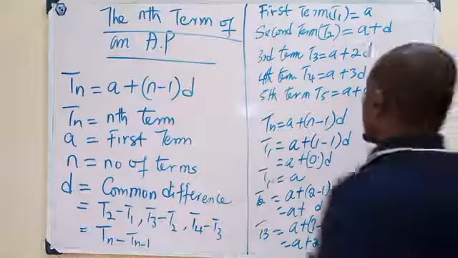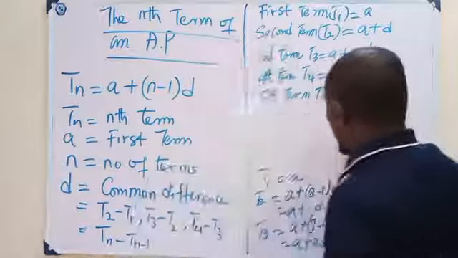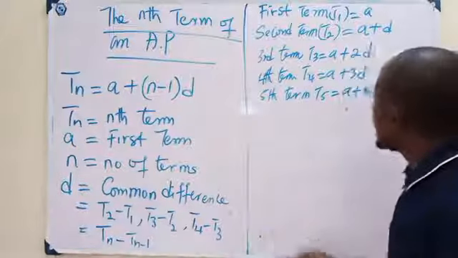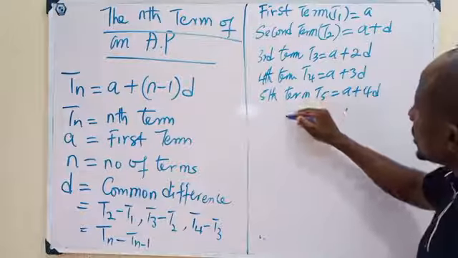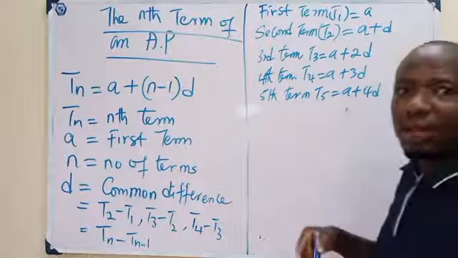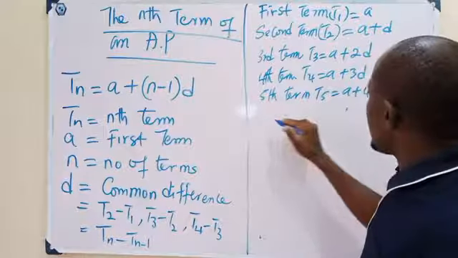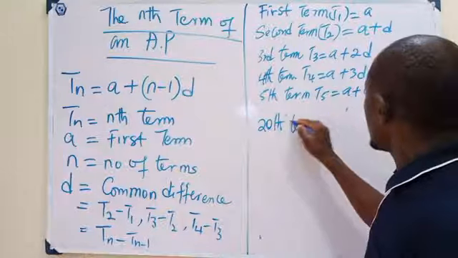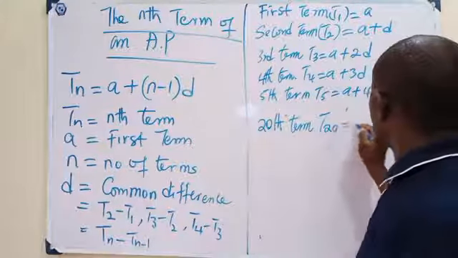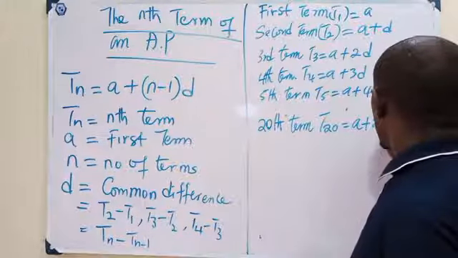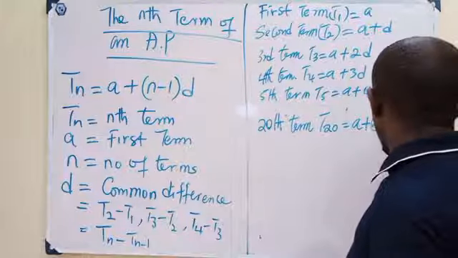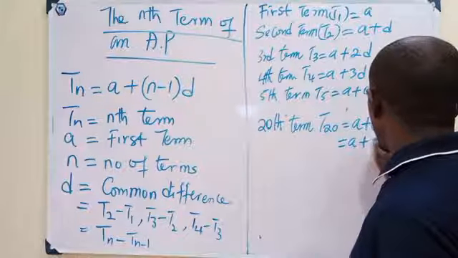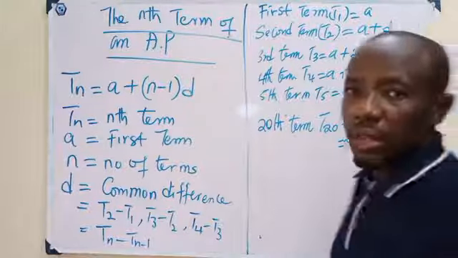Understood? Now, if you follow this pattern, you discover that the 20th term, T20, is equal to A plus 20 minus 1 times D, which is equal to A plus 19D. Can you see it now?